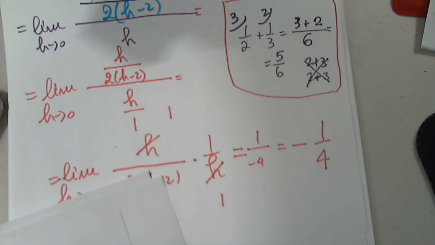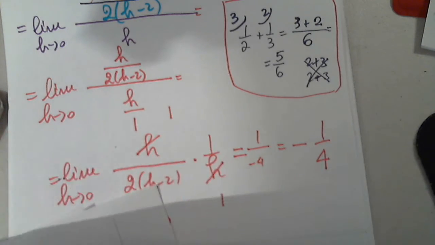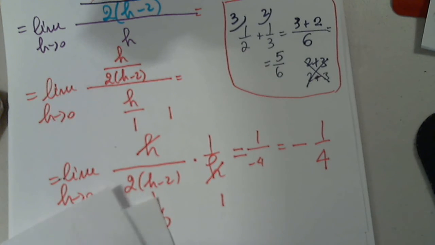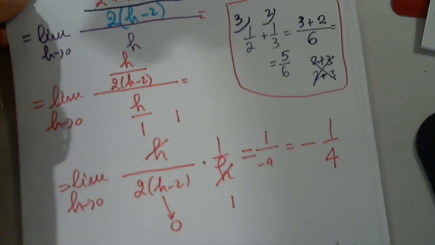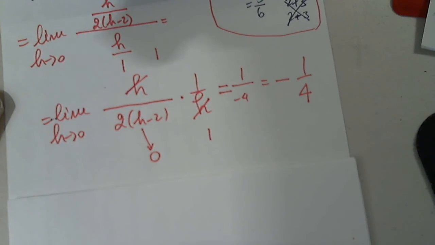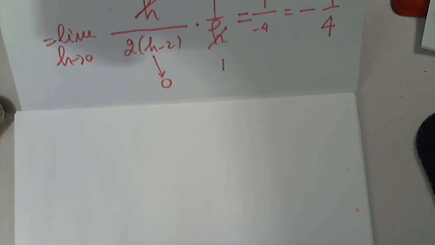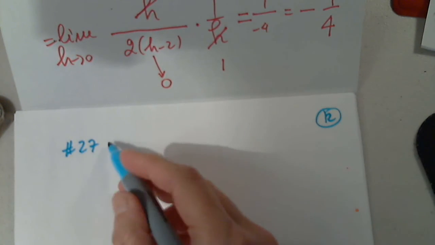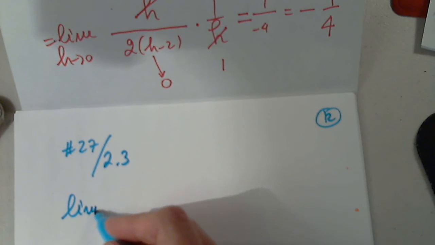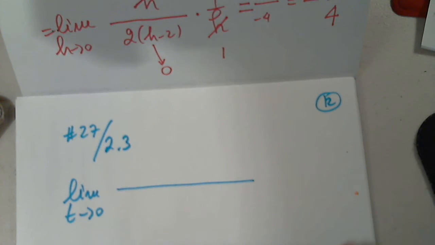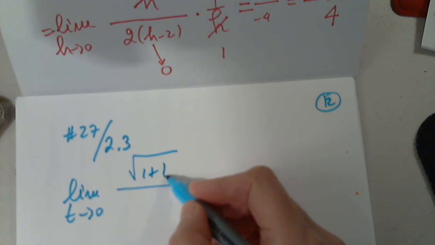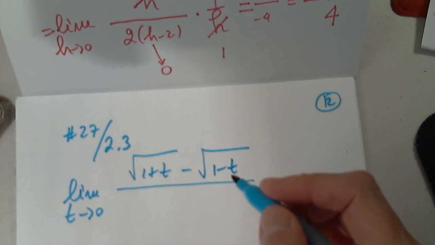I want to look at a radical one and one with absolute value. So I found the radical one right here. 27. Any questions on this, please? I mean, we can spend a month just on limits, honestly. There is no end to this. Okay, so 27, same thing in 2.3, and we have the limit as t approaches 0 of the square root of 1 plus t minus the square root of 1 minus t, over t.